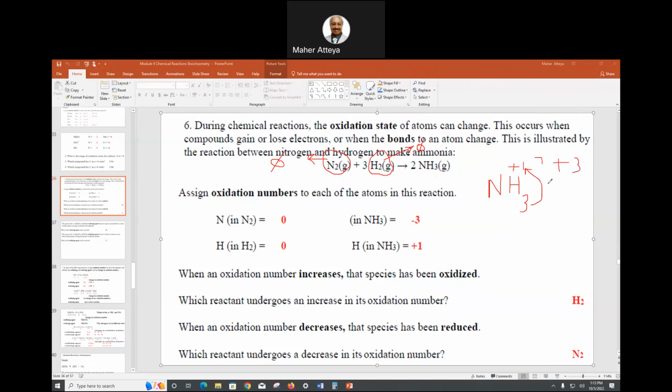Now nitrogen will be what? Because this is at the end, it's neutral. So at the end the charge on the whole ammonia is 0. So this one has to be what? Minus what? 3. It will be -3. I'll bring this one here in the quiz.